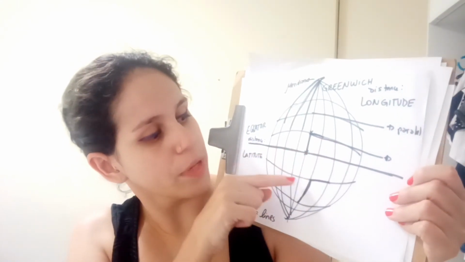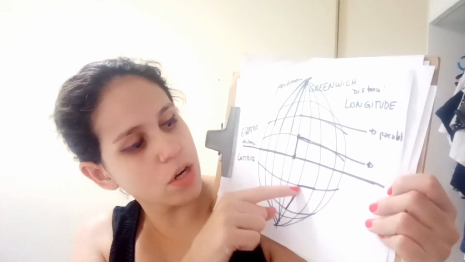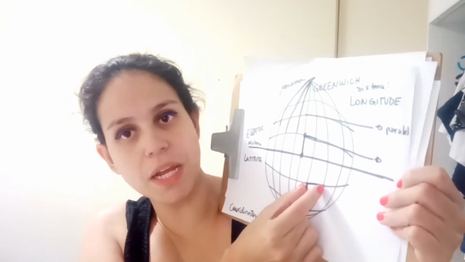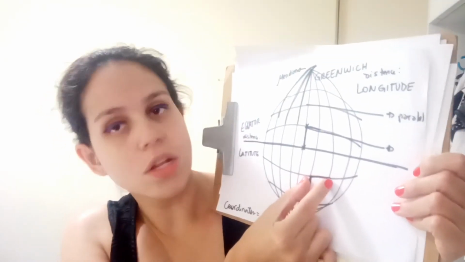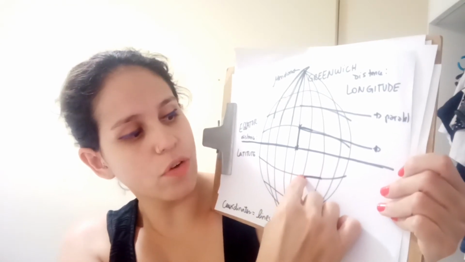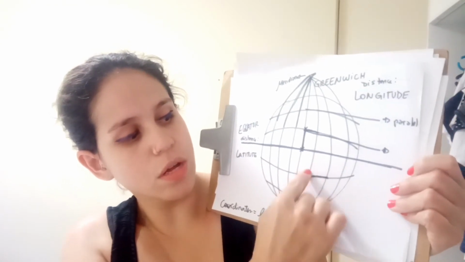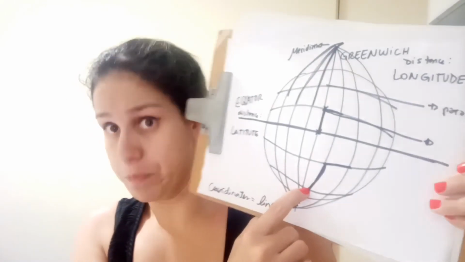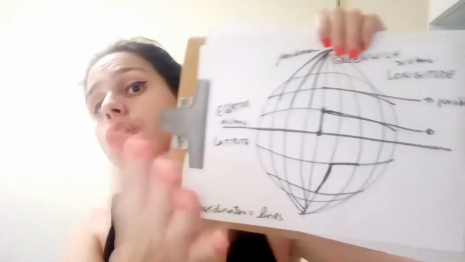So look here. If I go from here to here to here, this space is called longitude. And if I go from here to here, this space is called latitude. Okay? Knowing this, we are going to do the activities. So, read the text and follow the instructions.